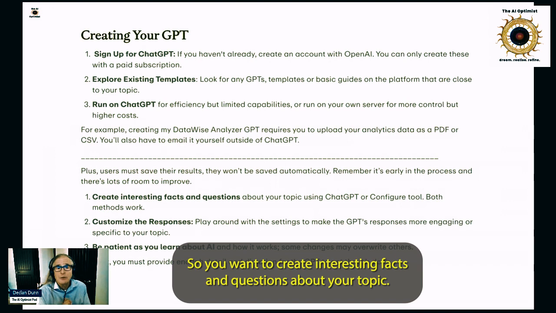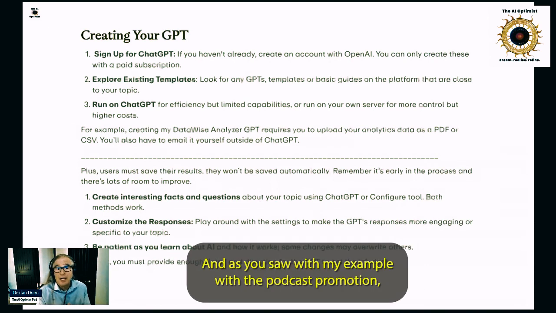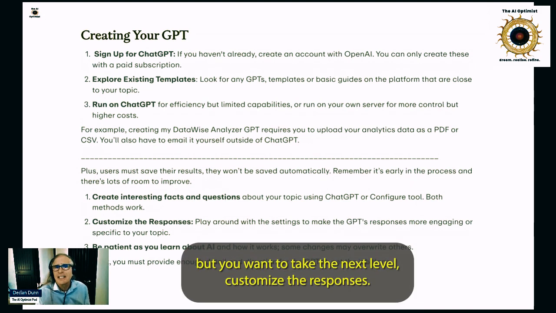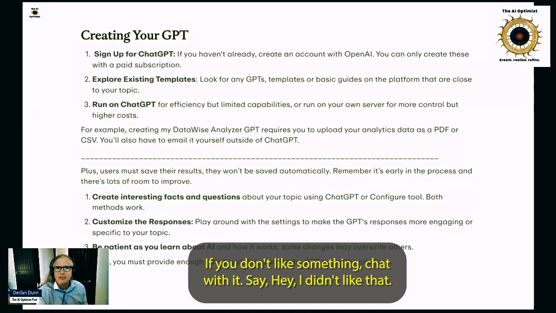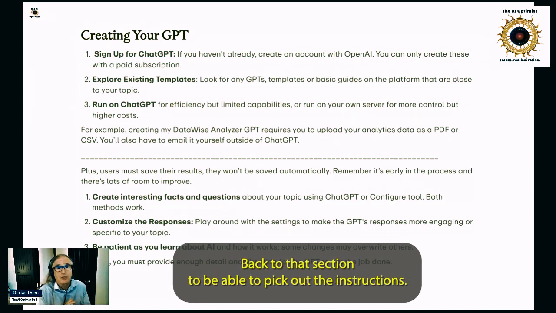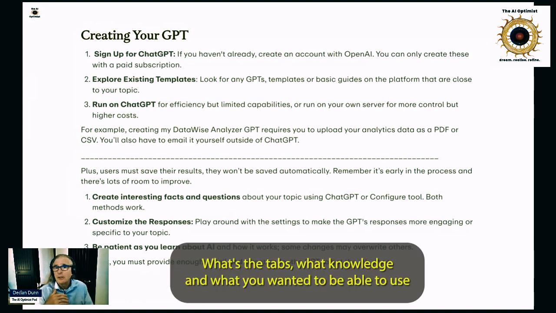So you want to create interesting facts and questions about your topic. And as you saw with my example with a podcast promotion, it's going to suggest things for you that are really basic, but you want to take it to the next level. Customize the responses. If you don't like something, chat with it. Say, hey, I didn't like that. I don't like the title. Or go under the configure tab, as I showed you previously, back to that section, to be able to pick out the instructions, what the tabs, what knowledge, and what you want it to be able to use.